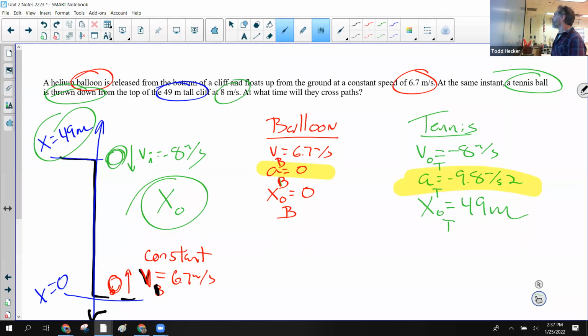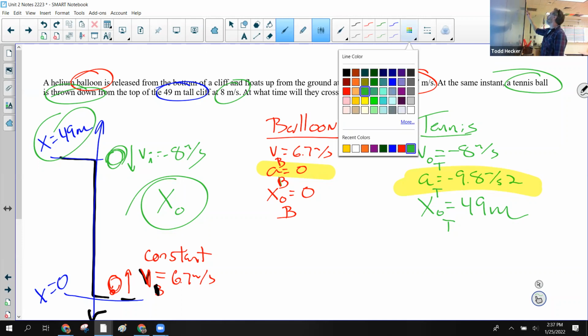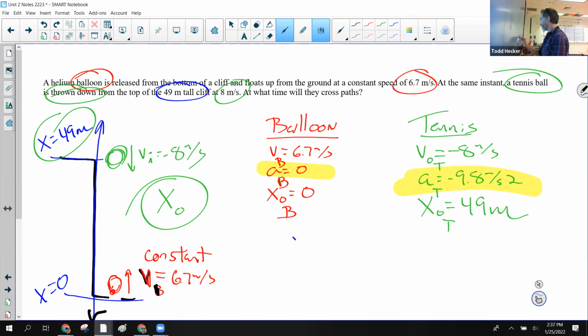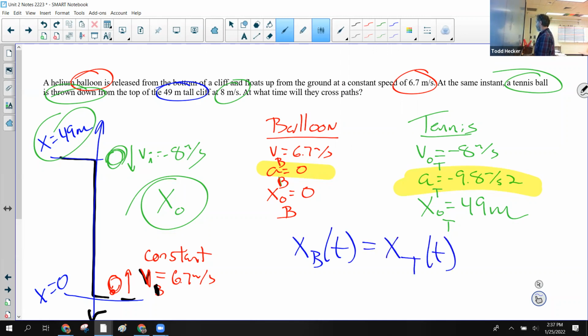And yeah, okay, cool. So let's write out an expression. Here's what I'm trying to figure out: there's going to be some time when the position of the balloon equals the position of the tennis ball, and I want to figure out when that happens. So we need to write out an expression for both positions. Okay, so let's do this.